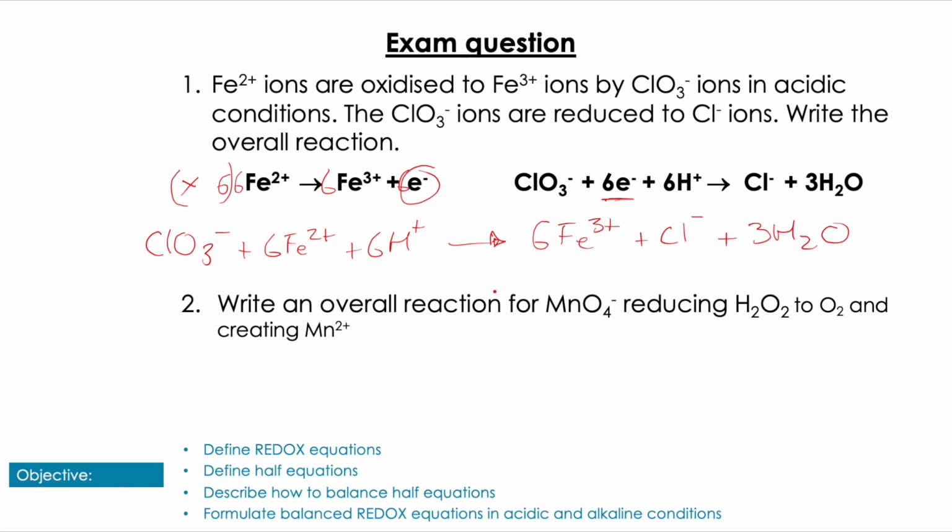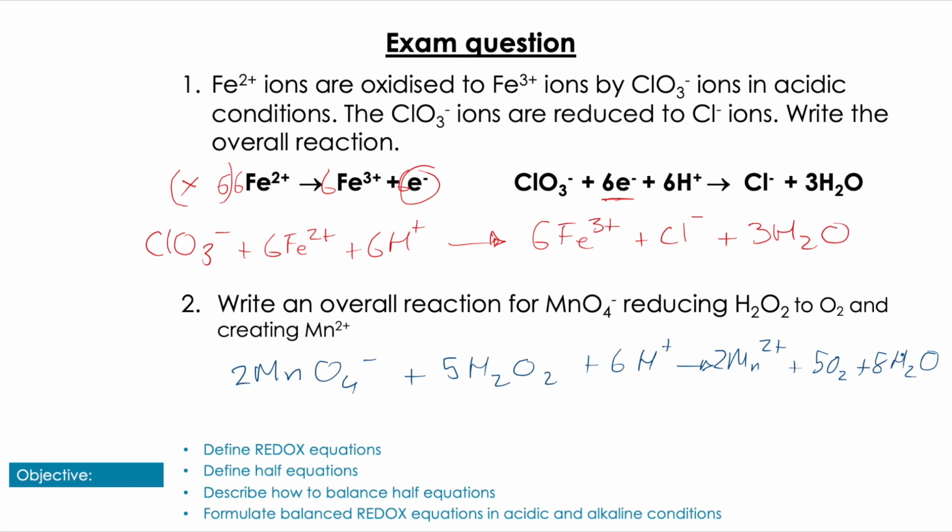With the second one, you're going to have to write out both of your half equations. So that's going to be your MnO4- going to Mn2+. In the end, you're going to have to multiply that equation by 2, and you're going to have to multiply your hydroxide breakdown equation by 5 to get rid of the electrons, which will give you this equation as your final answer.